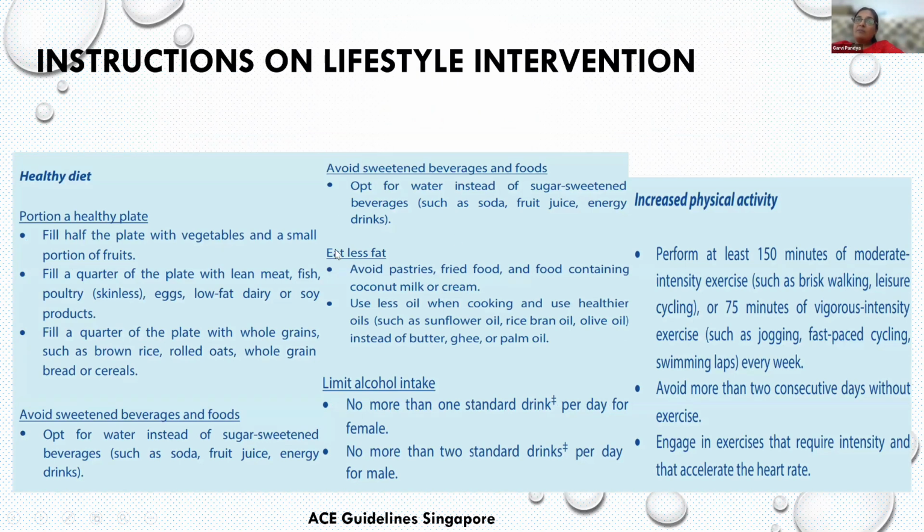So these are the lifestyle measures that they have to do: the portion of a healthy plate, avoid sweetened beverages in the food, limit alcohol intake and increase physical activity. This physical activity we should emphasize to patients. These are activities such as brisk walking, not leisure walking, brisk walking, swimming, jogging, cycling, and vigorous exercise can reduce the duration a little bit. If they cannot exercise every day, no problem, but they should avoid more than 2 consecutive days without exercise, and engage patients in exercise at all visits.